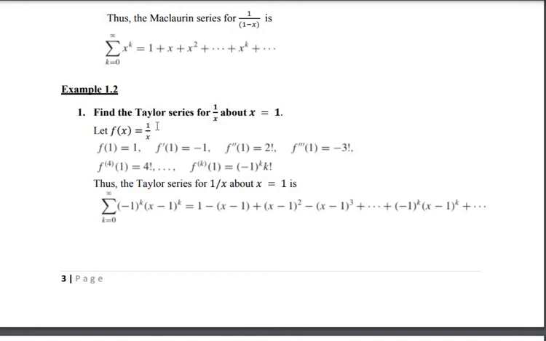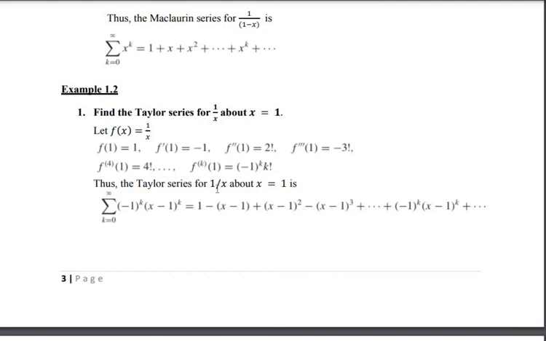Next example, find the Taylor series for 1 by x about x is equal to 1. We can take f of x is equal to 1 by x, then f of 1 is equal to 1, f dash of 1 is equal to minus 1, f double dash of 1 is equal to 2 factorial, f triple dash of 1 is equal to minus 3 factorial, plus etc. Then the kth derivative of f at x is equal to 1 will be equal to minus 1 the whole raised to k into k factorial.